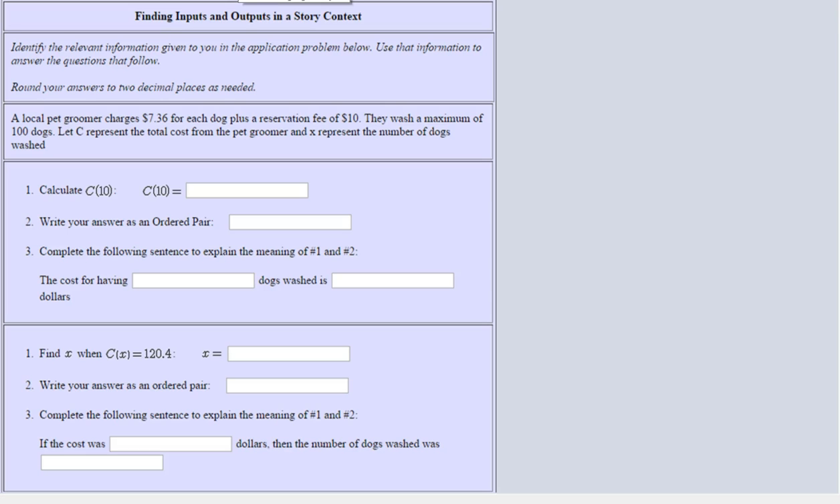Let's begin by reading the question. Identify the relevant information given to you in the application problem below. Use that information to answer the questions that follow. Round your answers to 2 decimal places as needed.